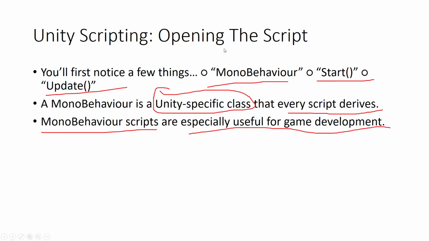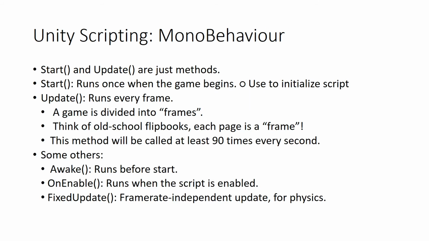So basically when you open the script in Unity, you'll first notice a few things, which are MonoBehaviour, Start, and Update. So what is MonoBehaviour actually? It is a Unity specific class that every script derives from. MonoBehaviour scripts are very specifically useful for game development. For MonoBehaviour, there are two main things, which are Start and Update.